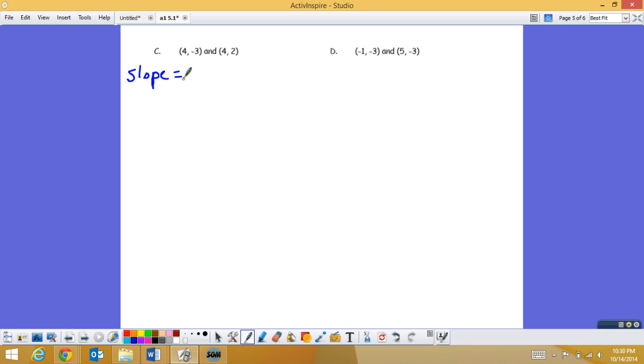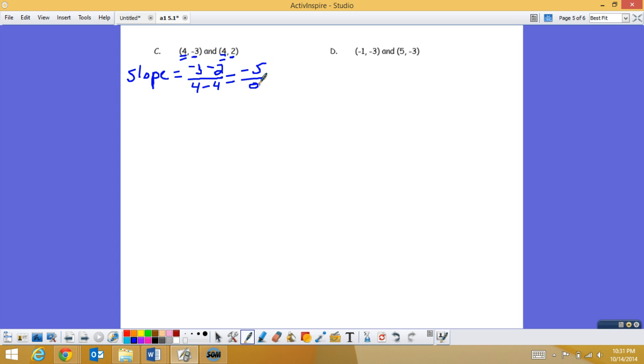the slope is equal to, so we're going to subtract the y coordinates on top. Again, the order doesn't matter. So we've got -3 minus 2. And then in the denominator, I'm going to start with the partner of -3, then 4 minus 4. Those are the two x coordinates. So when we subtract these on top, -3 minus 2 is -5. And then in the denominator, 4 minus 4 is 0.